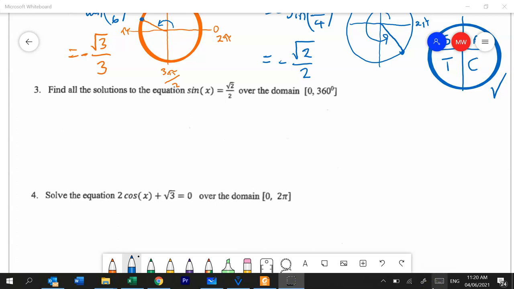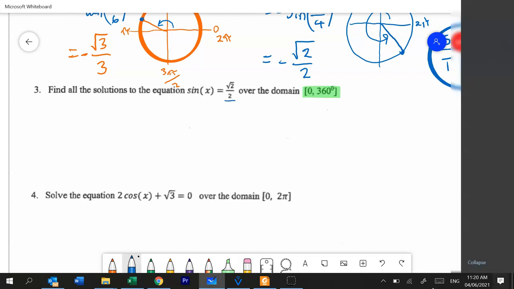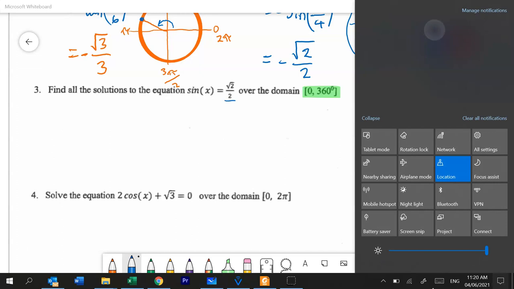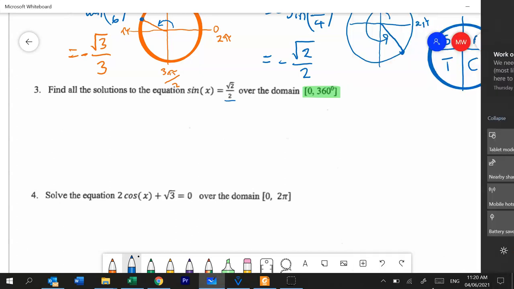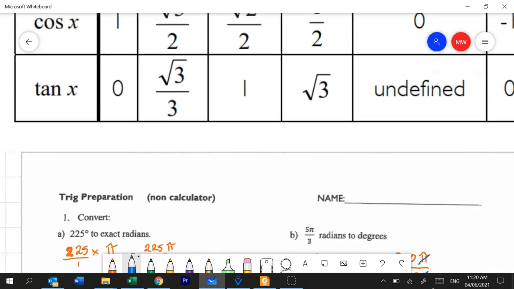Question 3 wants us to find a value for x. Now it's going to be a number of degrees. You can tell that from this, it's giving you a domain between 0 and 360 degrees, unlike the next question, which is going to ask for it in radians. And so what we're doing is we're trying to find a reference angle to describe root 2 on 2. And we go back to our table up here.